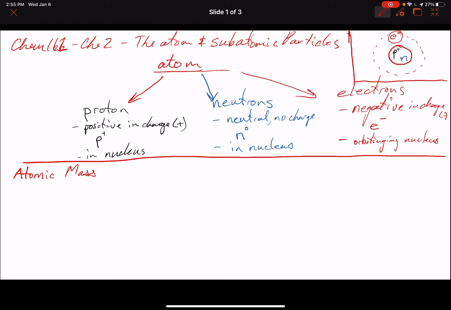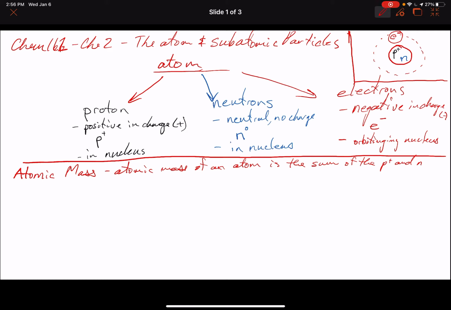So let's define this first of all. Atomic mass of an atom is the sum of the protons, P plus, and neutrons, N. And we'll leave it at that.